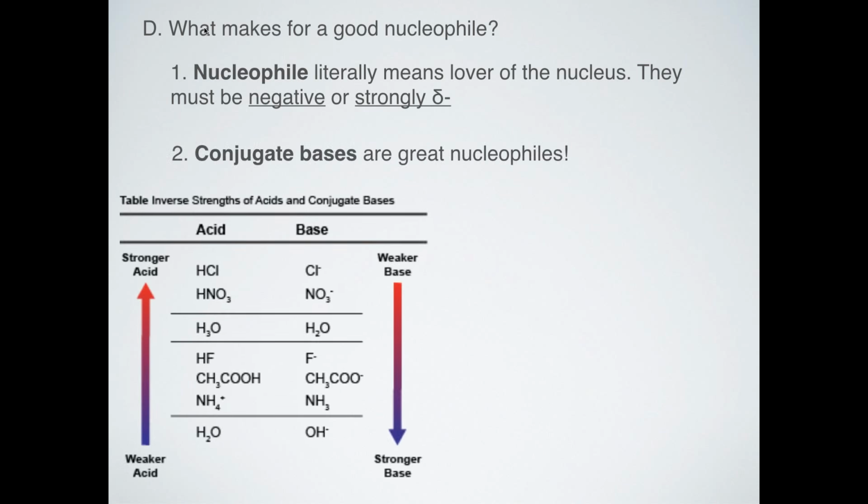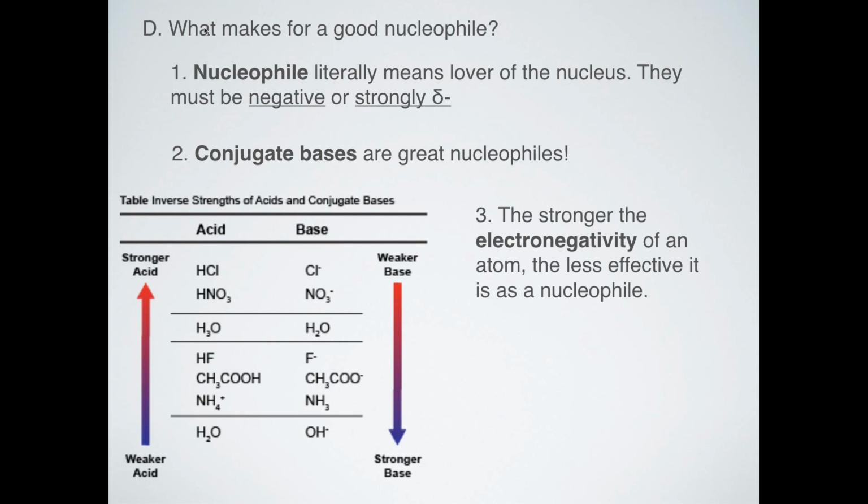If you don't remember what a conjugate base is, you take an acid and you remove an H plus from it. When you do that, you're left with a conjugate base. So conjugate bases can be things like chloride ions or nitrates, hydroxides. Those are all great conjugate bases.